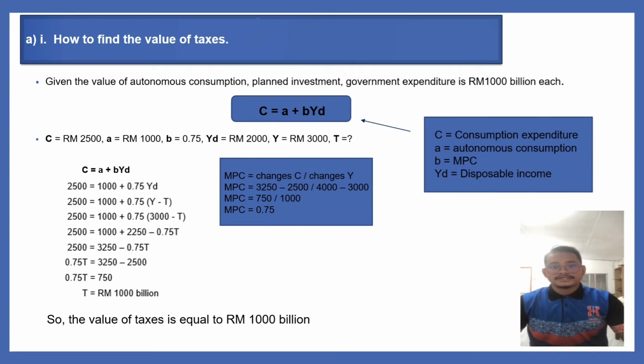To find the taxes, we will extract it from the consumption function. The question stated that C equals RM2500, autonomous consumption is RM1000, and MPC equals 0.75. Disposable income equals 2,000 and national income equals 3,000. To get the taxes value, we will use the equation C equals A plus BYd. After calculating, we can conclude the value of taxes is equal to RM1000.